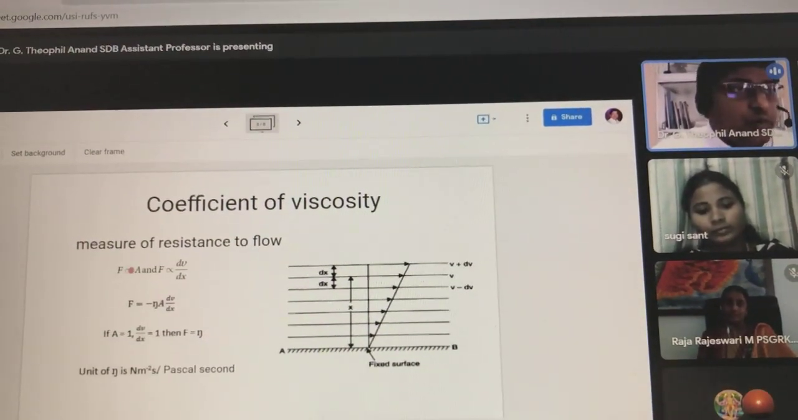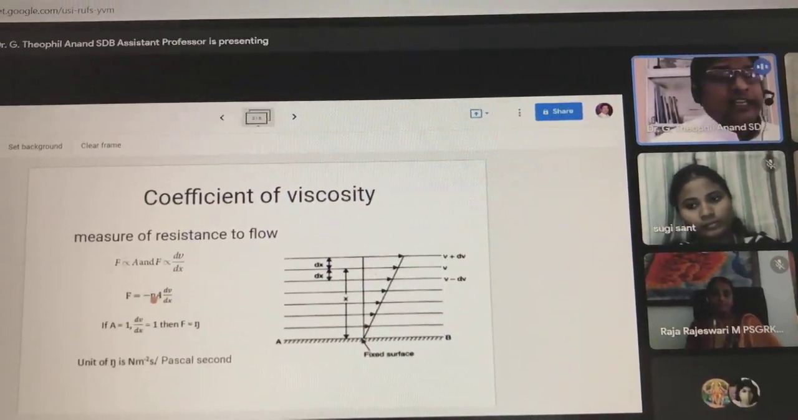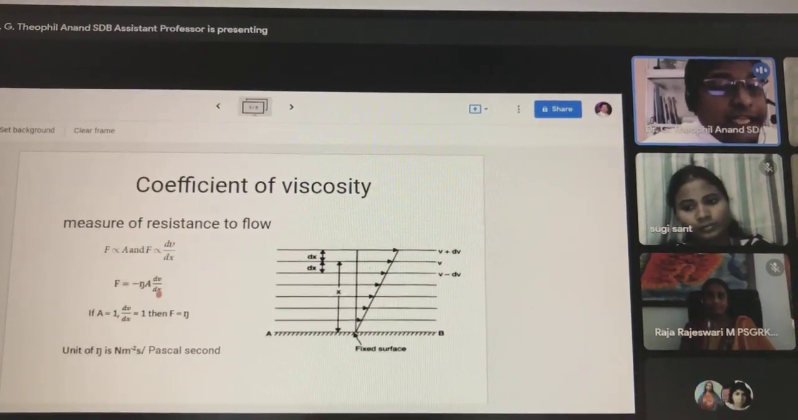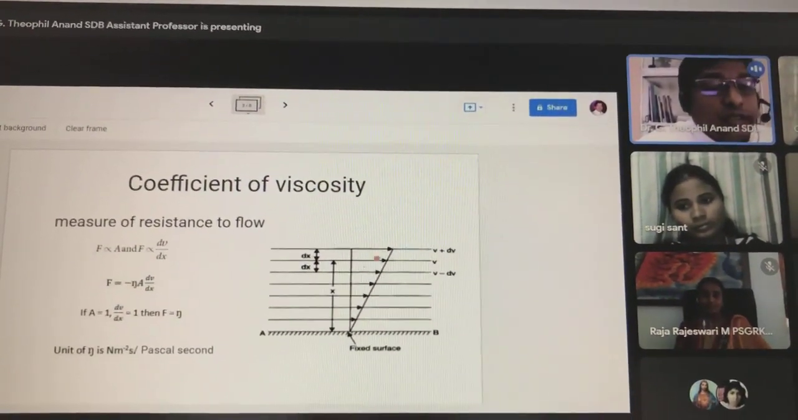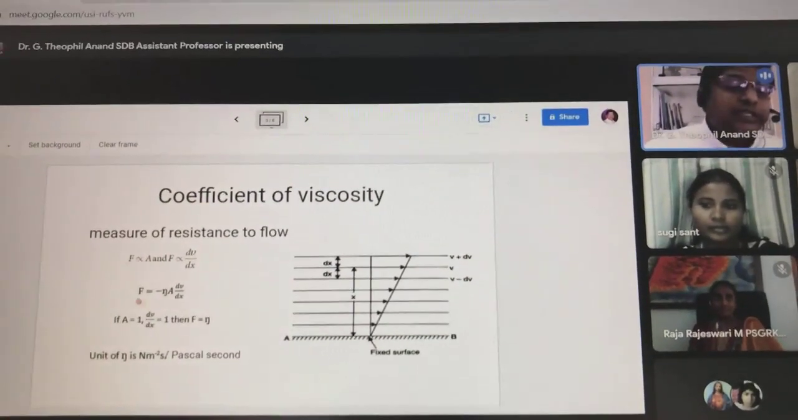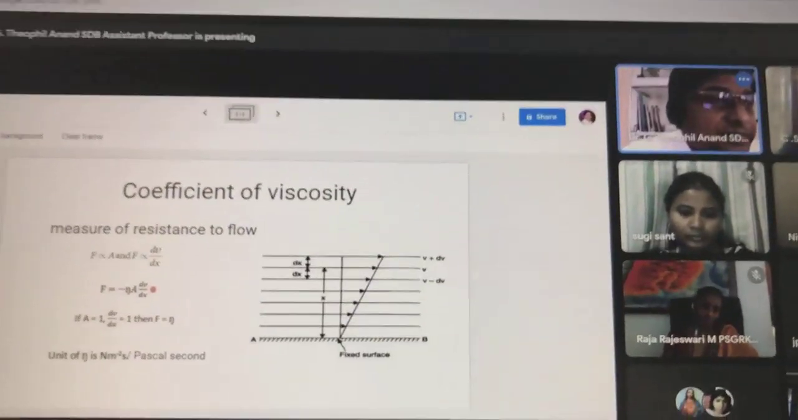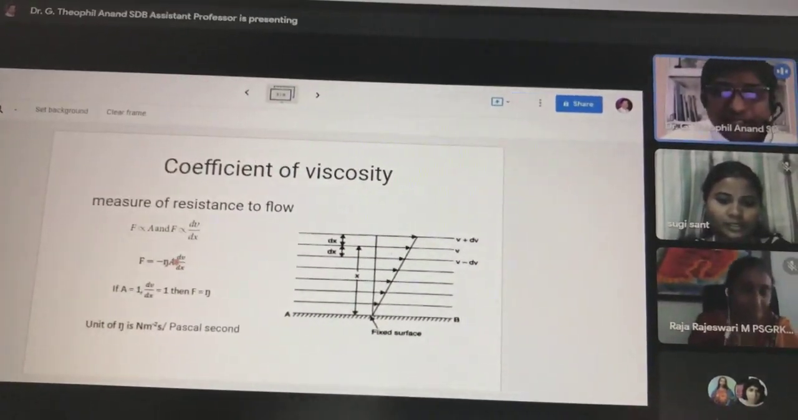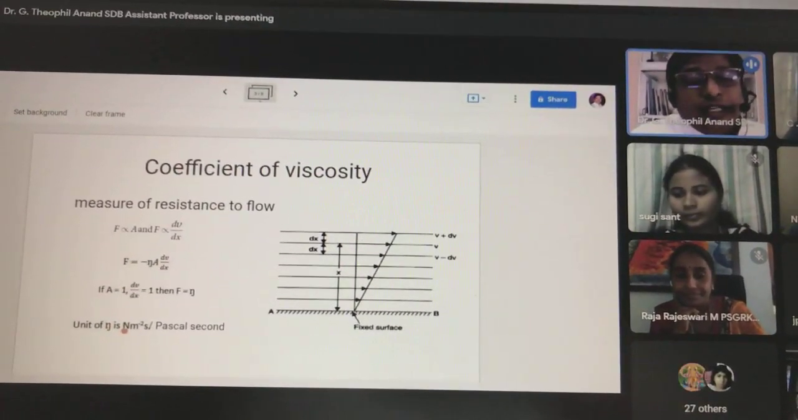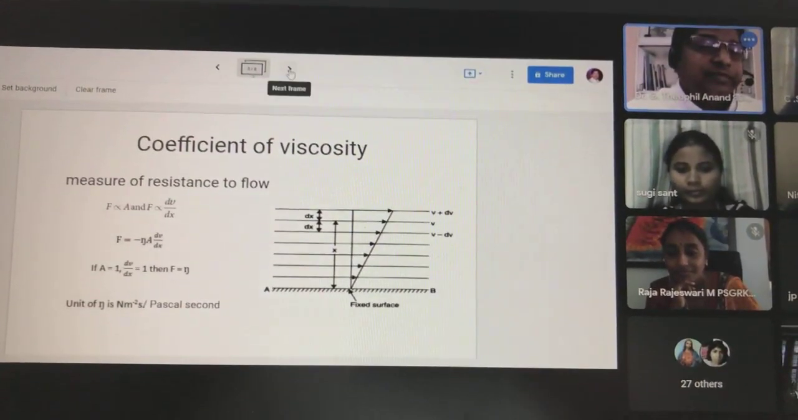If I want to remove this proportionality, I am going to introduce a constant called eta. So F is equal to minus eta A dv by dx. Why this minus? Because it is a backward tangential force. So my dear students, can I measure this eta from this formula? Yes, we can measure. So the unit of eta is Newton per meter square second, or in other words, Pascal second.